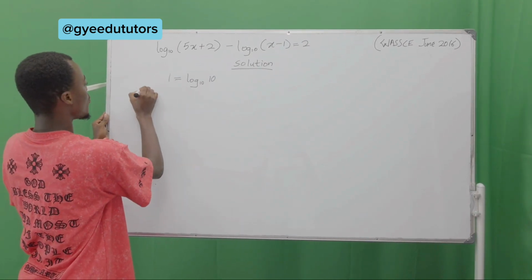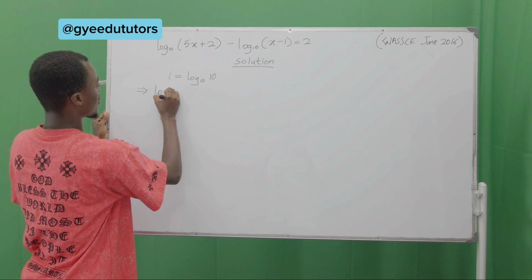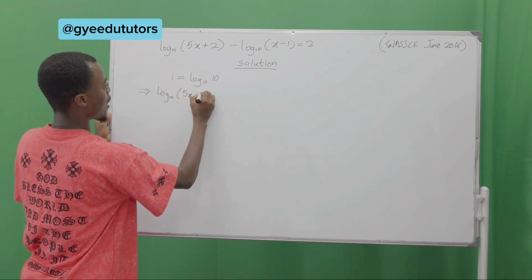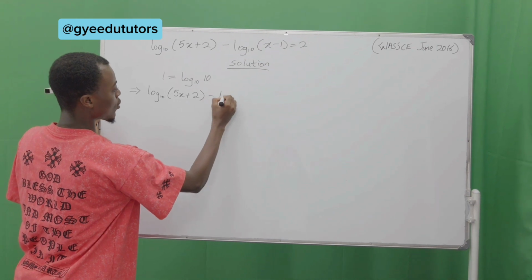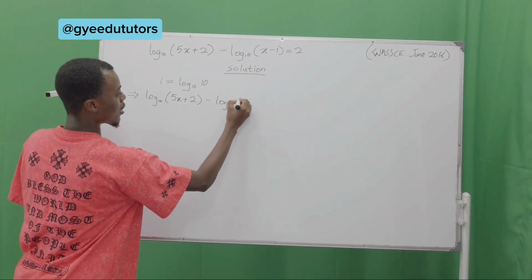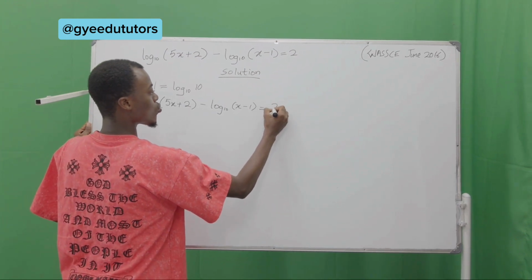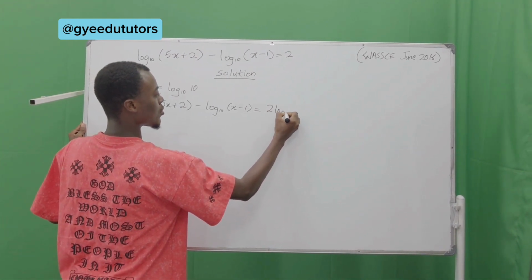So now you move forward to write what? Log 10 of 5x plus 2 minus log 10 of x minus 1, which is equal to what? 2 log 10, 10.